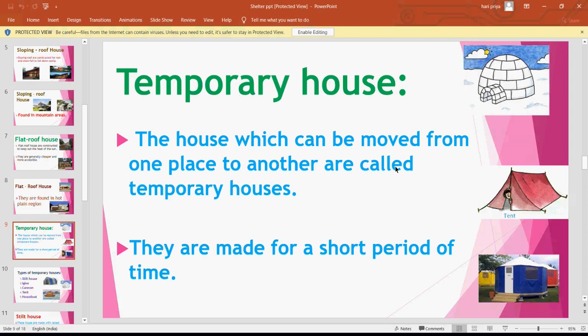And they are also adding that they are made for a short period of time. Okay, see children, temporary houses are constructed for a short period of time. Whenever there is a necessity, we can construct a temporary house. If the necessity gets over, we can take it off and move it from one place to another. So that's why they are calling them temporary houses. Now I think you are clear with the temporary houses. Can we see the types?